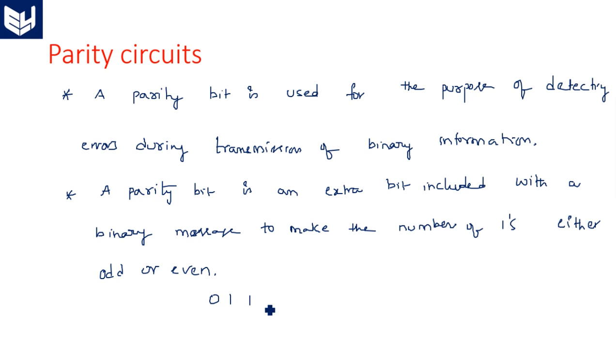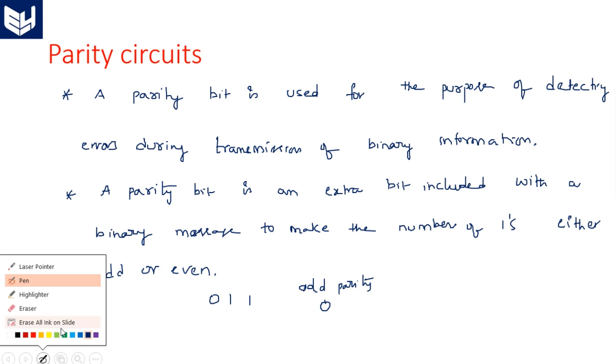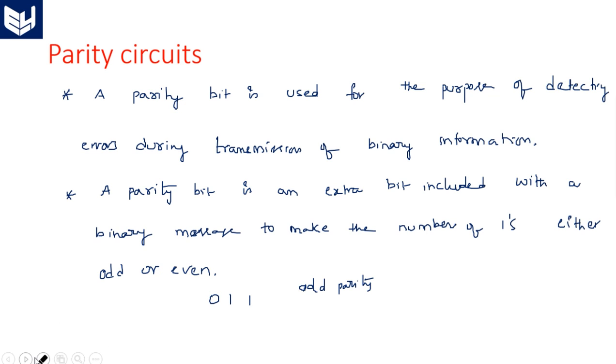Suppose I have the data 0, 1, 1. For example, I have a message of 3 bits: 0, 1, 1. If you want to use the odd parity technique, then after adding the parity bit the entire message should consist of an odd number of ones. In that case here we should use 1. For odd parity this bit should be 1.